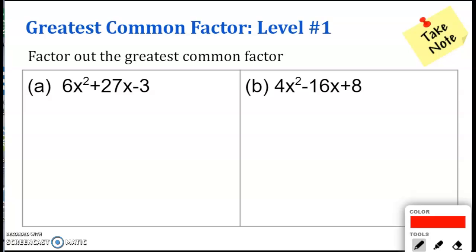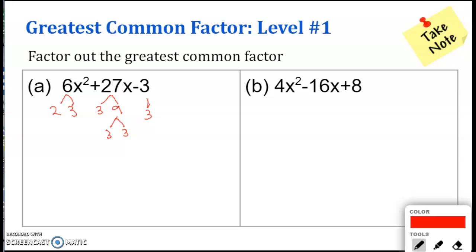Okay, so we're just dealing with the numbers for now. 6. What are the prime factors of 6? That's 2 and 3. What about 27? That's 3 times 9, so that means it's 3 times 3 times 3. So the common factor is 3, the only common factor is 3.